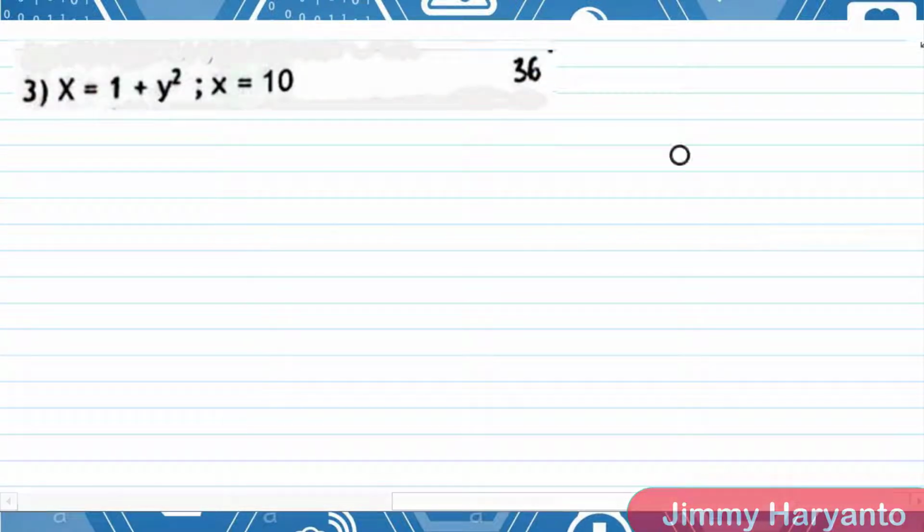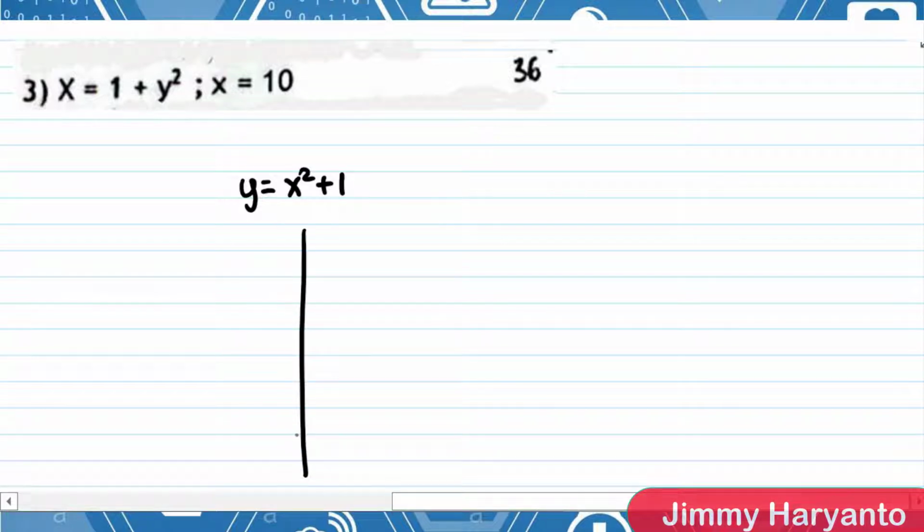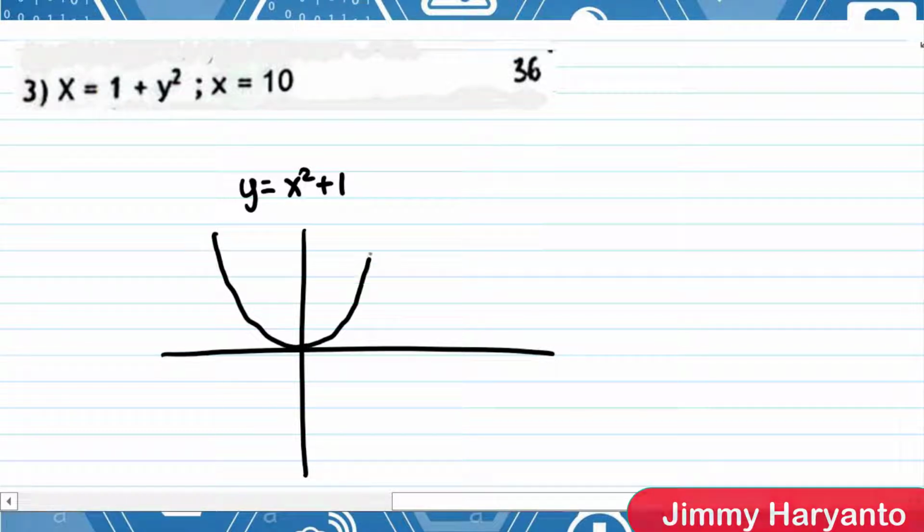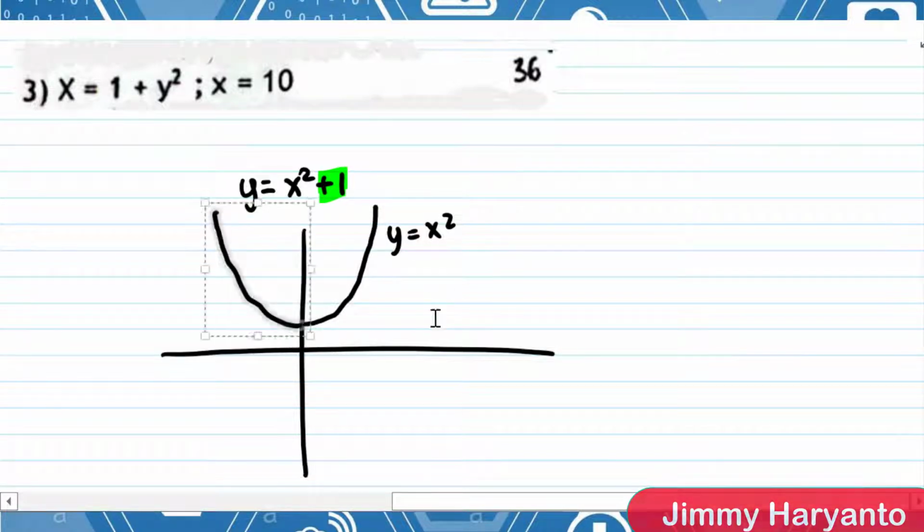Okay, so for number 3, I want to teach you how to sketch 1 plus x squared. But before that, I want to teach you how to sketch x squared plus 1. 1 plus x squared is the same thing. As I told you before, memorize the shape of x squared. The shape of x squared will be like this, and if you have plus 1 behind it, that means you have to move your sketch 1 unit to the top, like this. So you will have x squared plus 1.